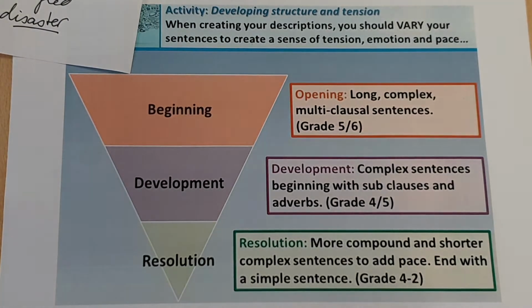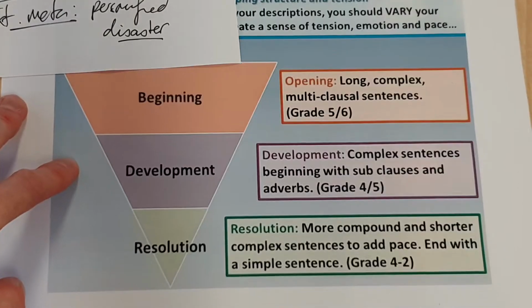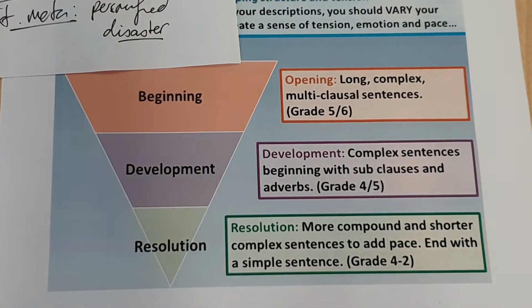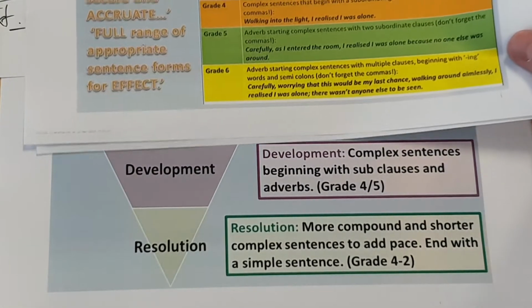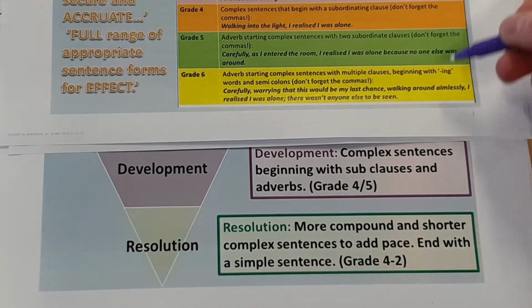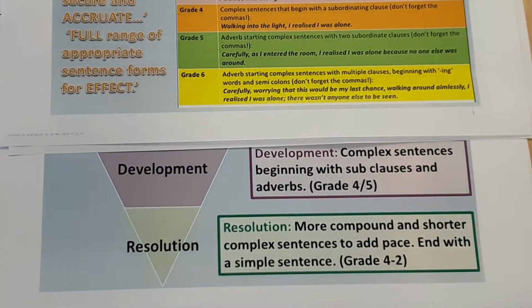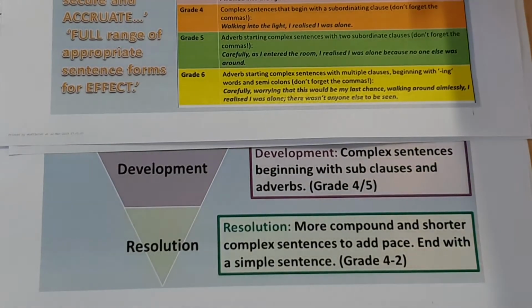And again, in order to do that, you're going to use a variety of different sentence types. So in the beginning, which is our description, now this again does reference a narrative, however, it can be used in exactly the same way for a description. You've got your long multi-clausal sentences. Those are your grade 5 and grade 6 sentences, okay? They're used to really, really describe and go into lots and lots of detail.